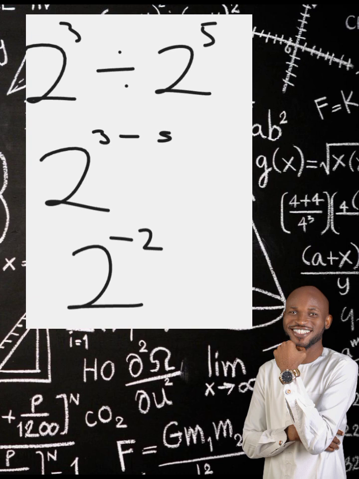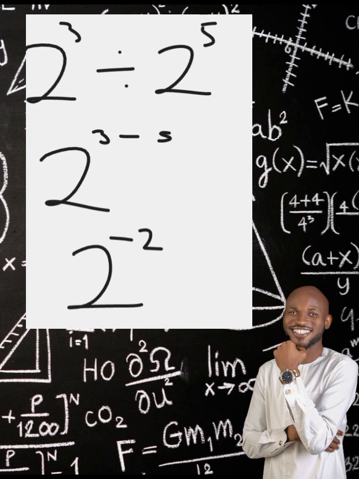Okay, so now let's try and expand to see what we're going to get. Because if the division law gives us 2 raised to the power of minus 2, then by expansion, whatever we get is supposed to be equivalent to 2 raised to the power of minus 2, since we've been able to establish the division law already.